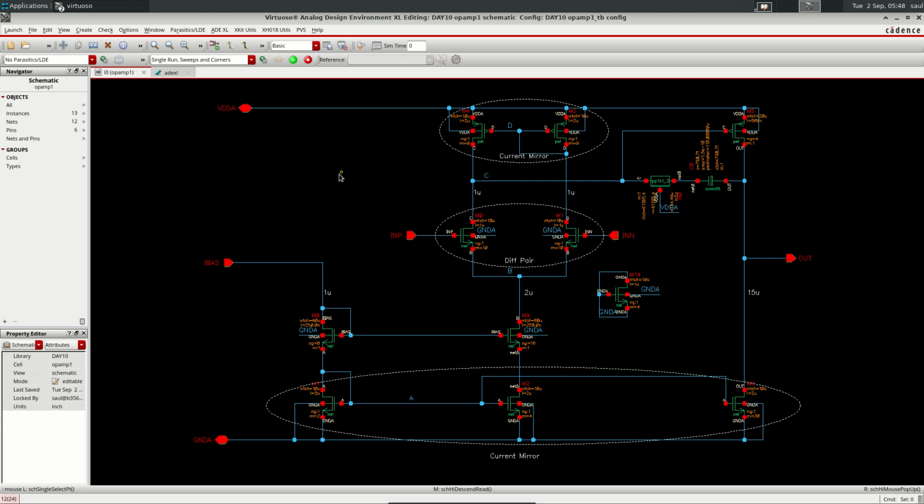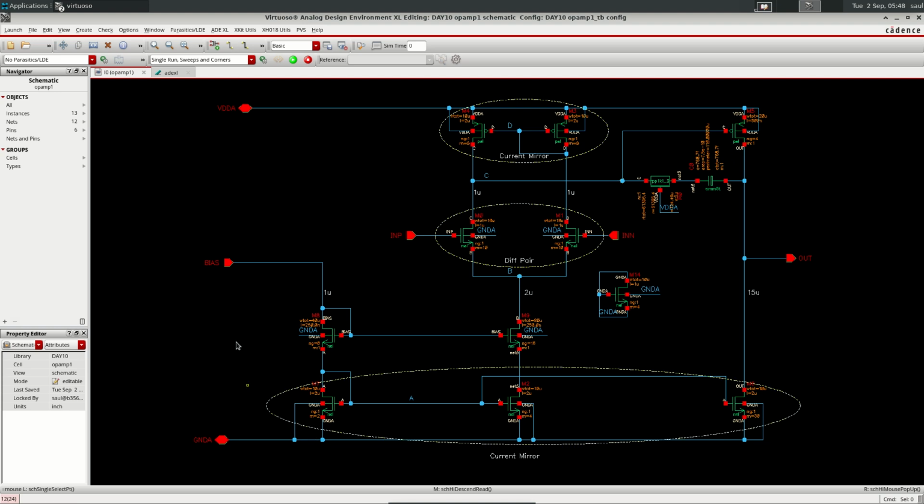It is a simple two-stage op-amp. The input of this op-amp, we have a positive input and a negative input to a differential pair. The differential pair has an active load, a current mirror load here. The second stage is just a common source amplifier.